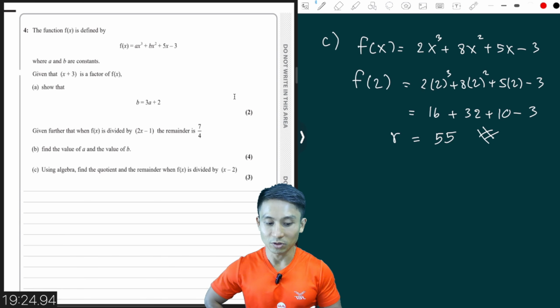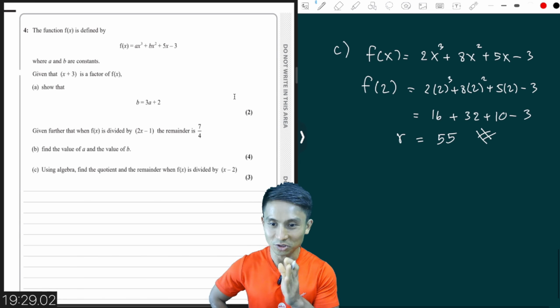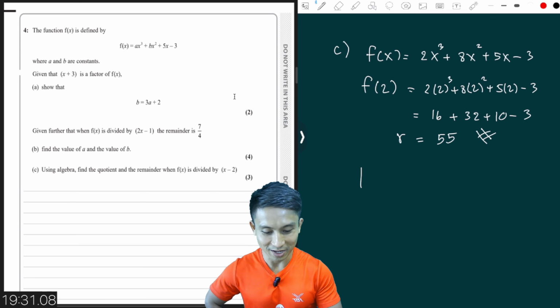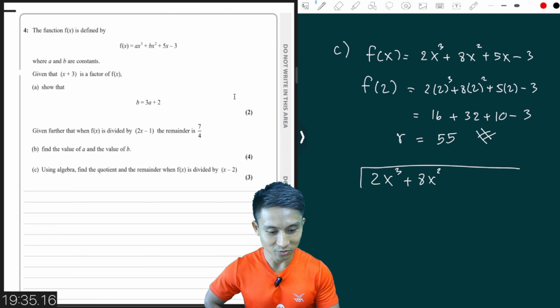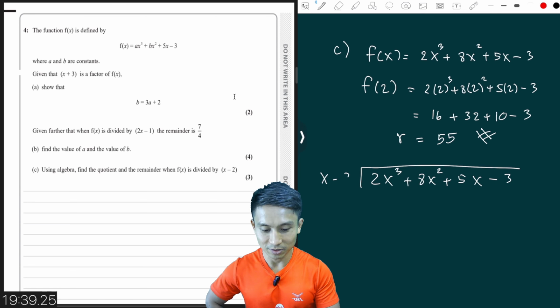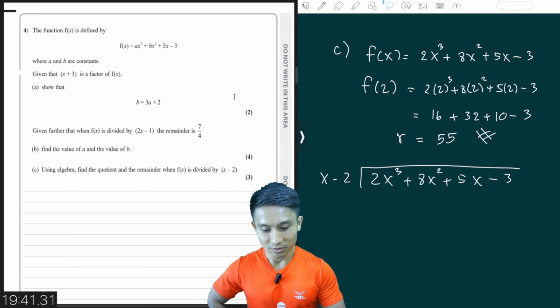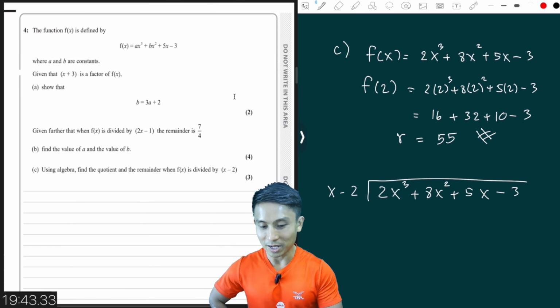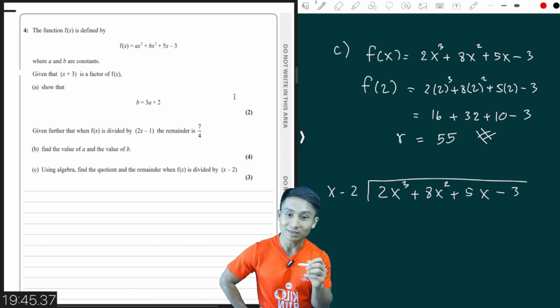Oh, we haven't got the quotient. Oh, yeah, I think we should use long division now because they also asked for the quotient. Okay, I should have done that then. Didn't see that it wants the quotient too, so we should have done this. And then x minus 2. Well, that's good because we can use the remainder theorem to check that the remainder is the same, 55.